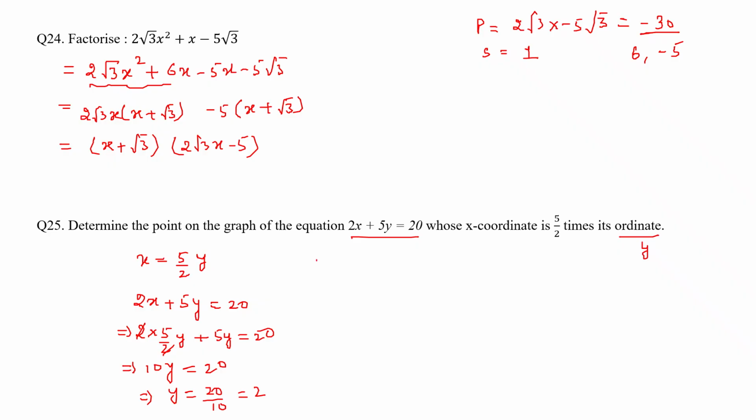So the value of y will be 20 by 10, which is 2. So I got the value of y. So x will be 5 by 2 into 2. So the x coordinate is 5. So the point will be 5, 2. So now I'm done with the 2-mark questions also. Next we will have the 3-mark questions. Okay, so let's move to the next question.